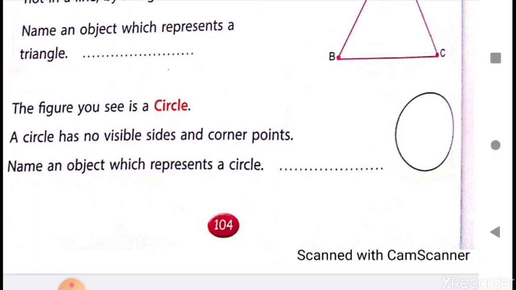Now apart from these shapes, there are some other two-dimensional basic shapes also. I will show you the picture of those shapes. First, I will just show you a small video telling you about the different shapes.